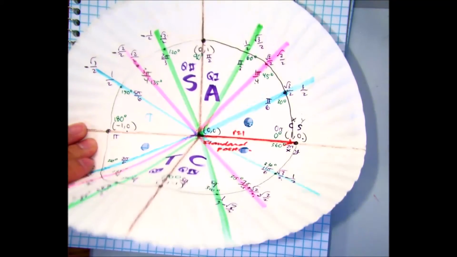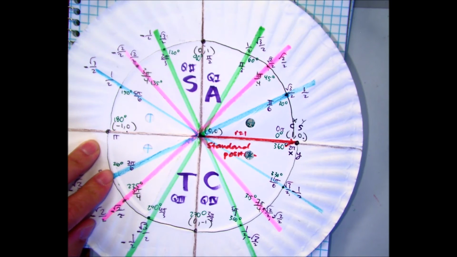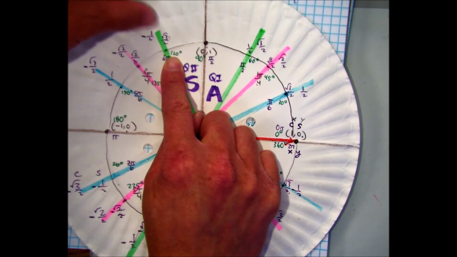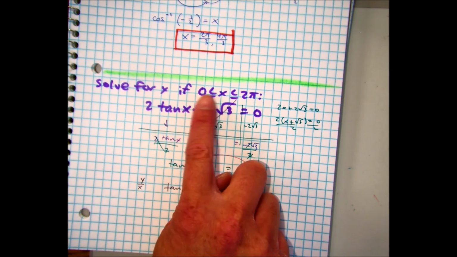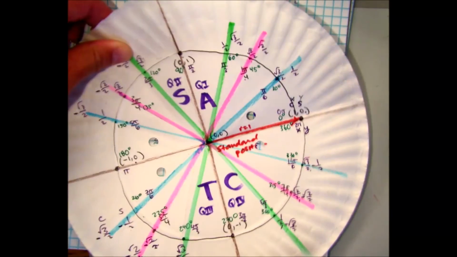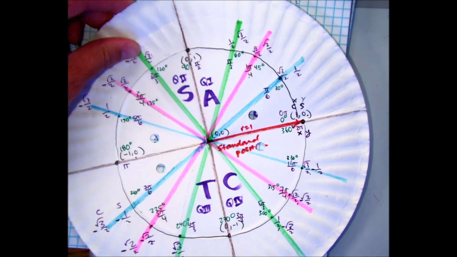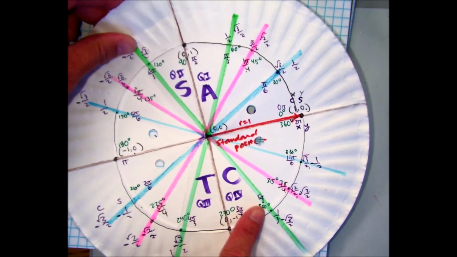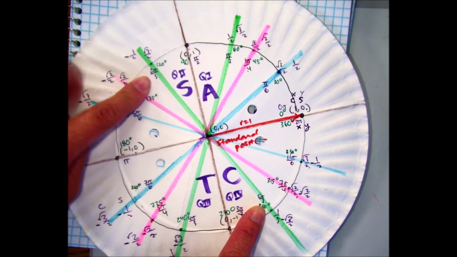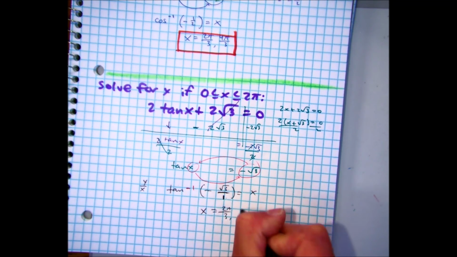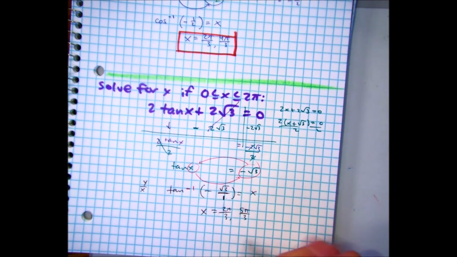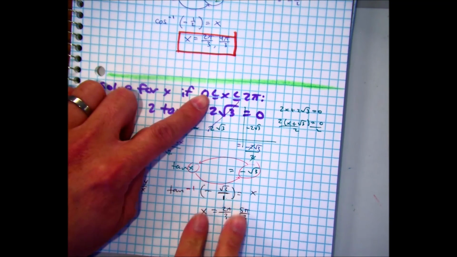Y value that's radical 3. Where is that, class? And remember, we're looking for degrees or radians. Where else am I looking? 5 pi over 3. So 2 pi over 3 and 5 pi over 3. Let's double check our answer. Class, is that between 0 and 2 pi?